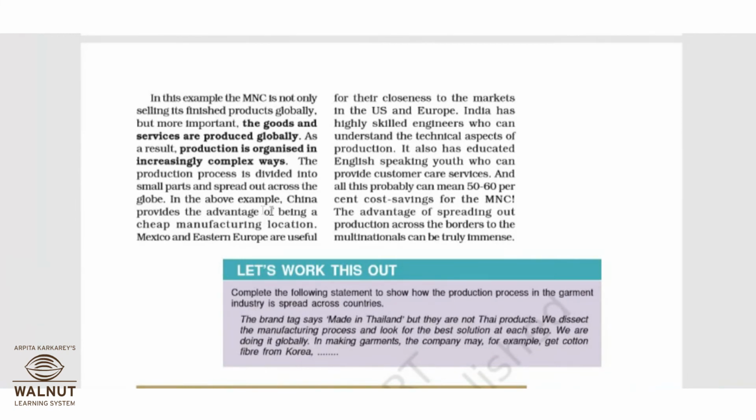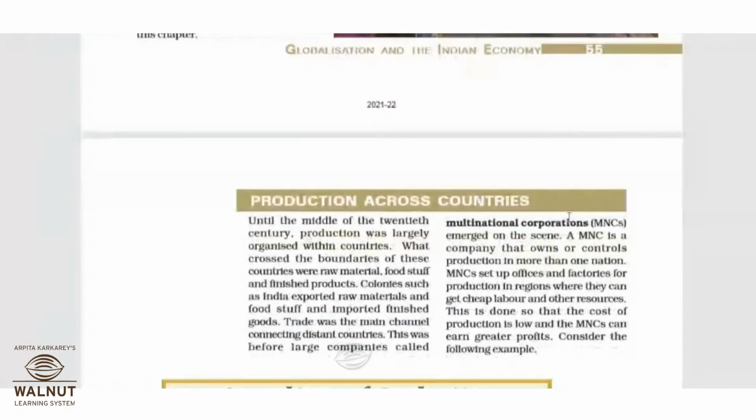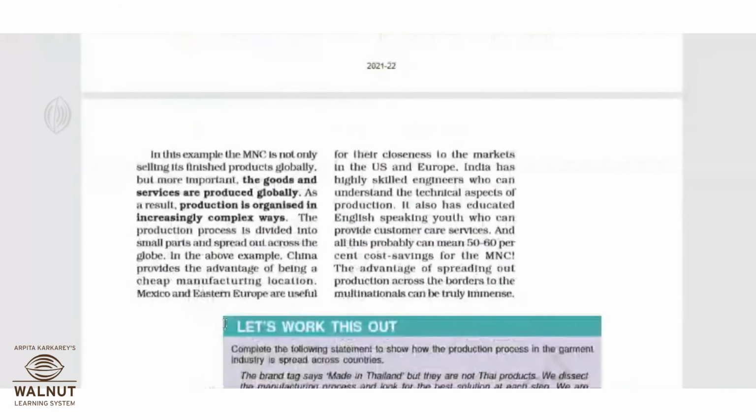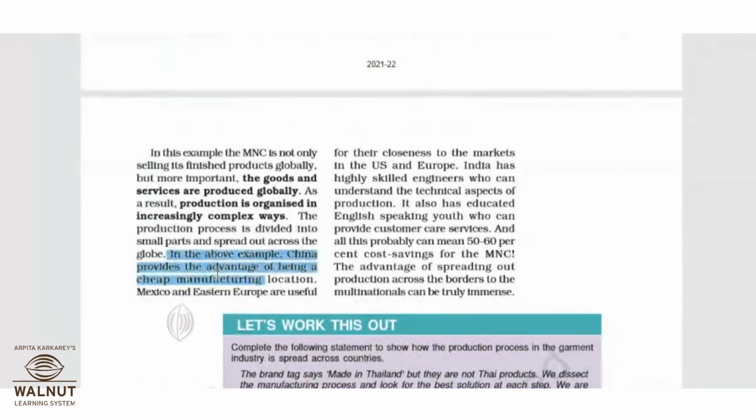Now, MNC's work is what? It is having their production. See, if you see the definition here, an MNC is a company that owns or controls production in more than one nation. Okay. So where do they set up offices? They set up offices in regions where they can get cheap labor and other resources. Okay. Now, how do they find out those places? See here. Like, for example, China provides the advantage of being a cheap manufacturing location. Okay. Mexico and Eastern Europe are useful for their closeness to markets.